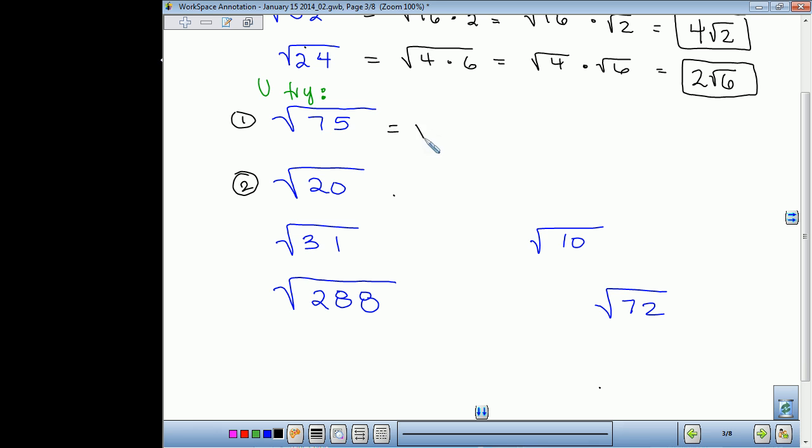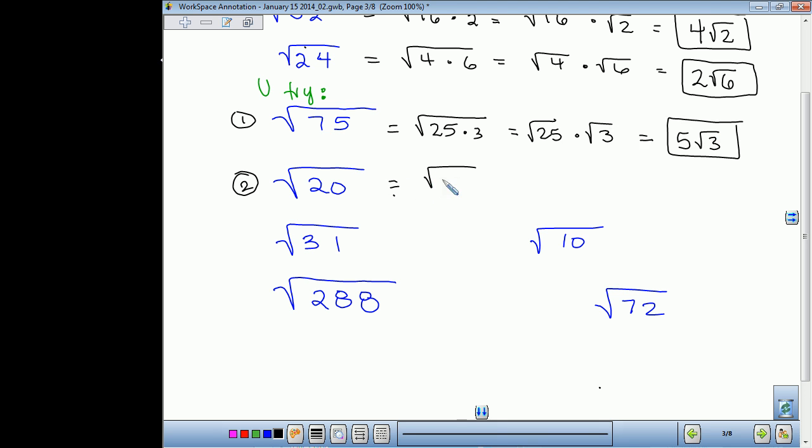Alright, so 75. You can think of it as 25 times 3. So it's the square root of 25 times the square root of 3. So it's 5 roots of 3. Okay, square root of 20. The largest perfect square that divides into 20 is 4. So we break up 20 as 4 times 5. So it's the square root of 4 times the square root of 5, which is 2 roots of 5.